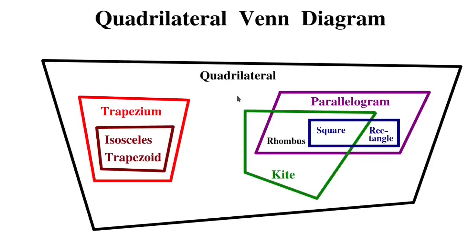In this Venn diagram, we considered the exclusive definition. We have covered trapezium, isosceles trapezium, parallelogram. We will cover kite later. First, let's talk about rectangle and square. A rectangle is a special type of parallelogram where all four angles are 90 degrees. Actually, if in a parallelogram one angle becomes 90 degrees, then it will become a rectangle.